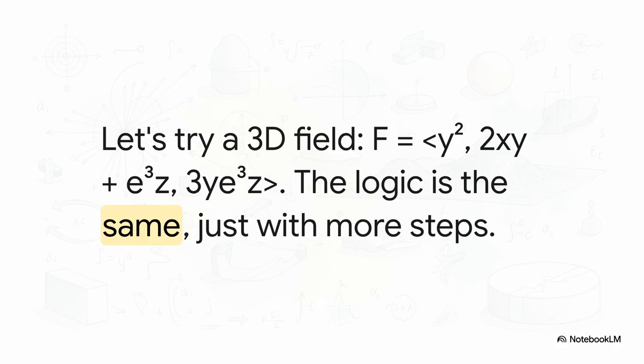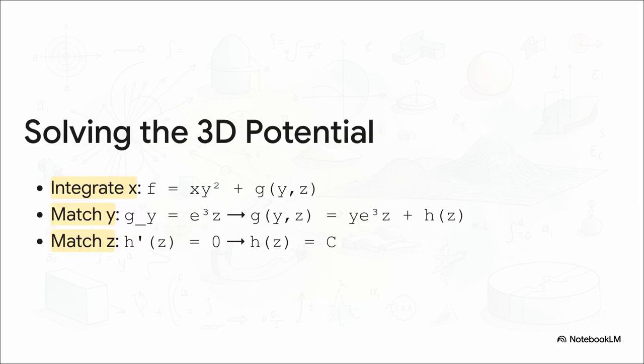Now, this vector field might look a little more intimidating, but the logic behind solving it is exactly the same. We just have to add one more little step to our process. So here's a quick rundown of the 3D process. We still integrate the first component with respect to x, but now our constant is a function of both y and z. Then we differentiate that with respect to y and match it to the y component. That helps us find part of g, but it leaves us with another new unknown function, this time just of z, which we'll call h of z.